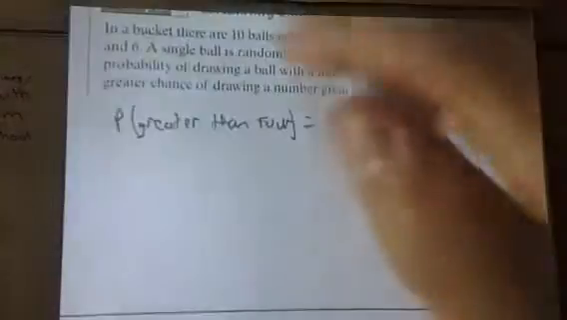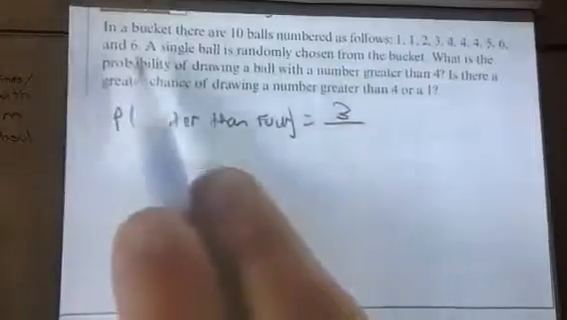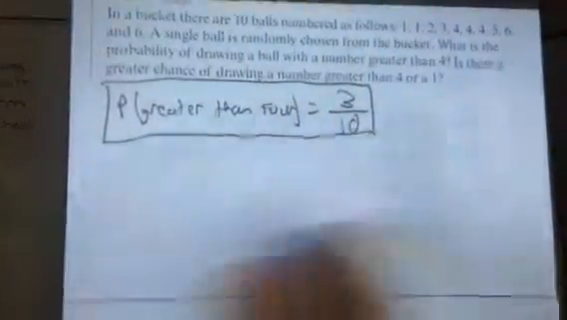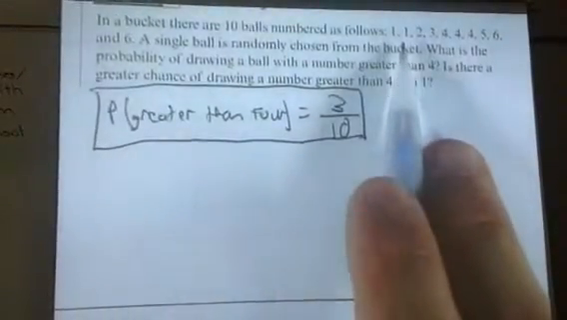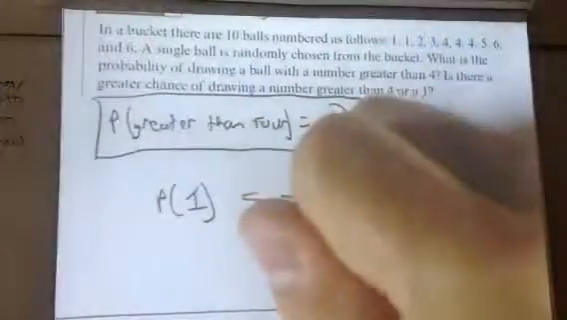So the probability of picking a number greater than 4, we figured out there are 1, 2, 3 numbers greater than 4. Out of a total, now I want to figure out the total number of outcomes. 1, 2, 3, 4, 5, 6, 7, 8, 9, 10. So the probability of picking a number greater than 4 is 3 tenths. That's the first part. Okay? This says, is there a greater chance of drawing a number greater than 4, well, we already figured out that's 3 tenths, or a 1. Well, how many 1s are there? 1, 2. So, probability of picking a 1, there are 2 1s out of, we already figured out that there was a total of 10.